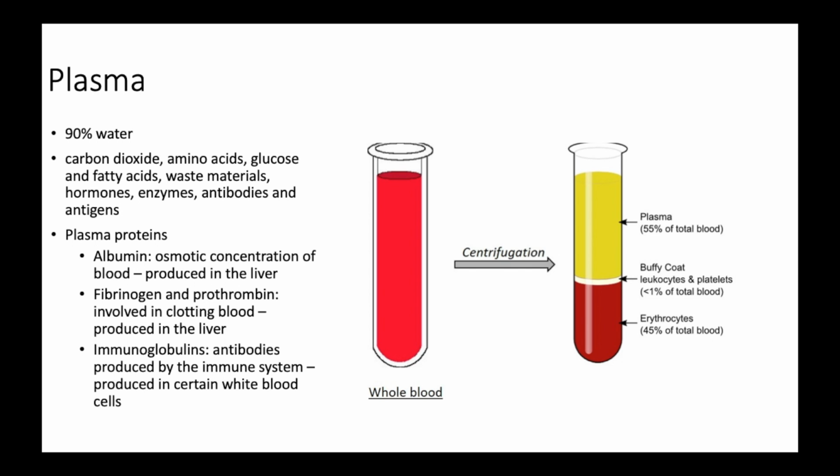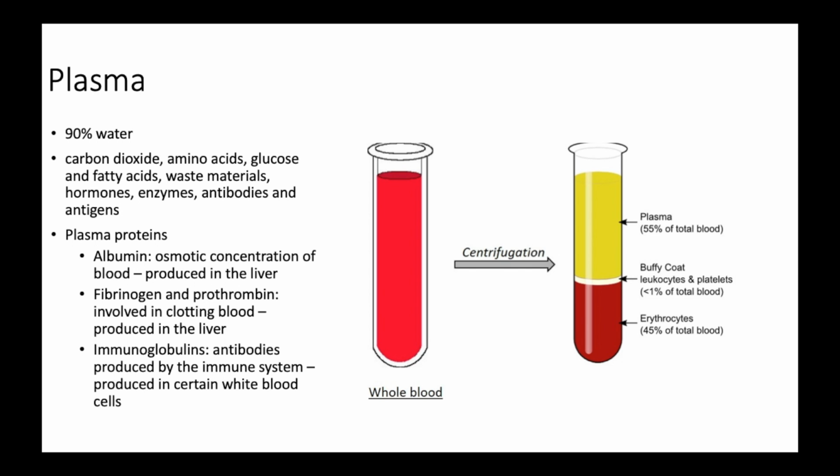So plasma, that matrix that suspends the cells of the blood, is 90% water. And within it, you'll find carbon dioxide, amino acids, glucose and fatty acids, waste materials, hormones, enzymes, antibodies, and antigens. Plasma proteins, the most common plasma protein is albumin, and it maintains osmotic concentration of blood, and it's produced in the liver.